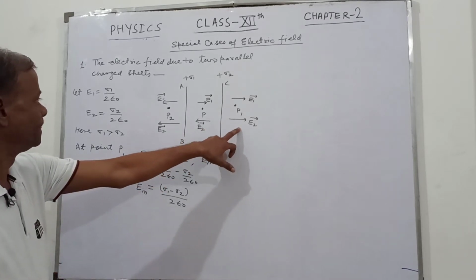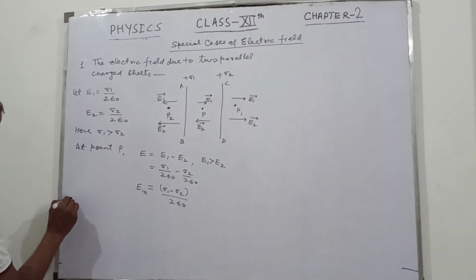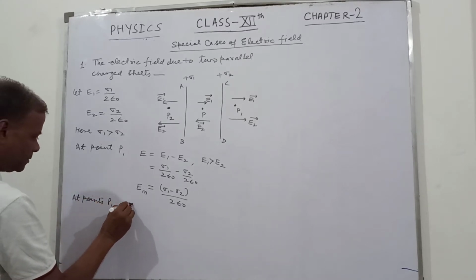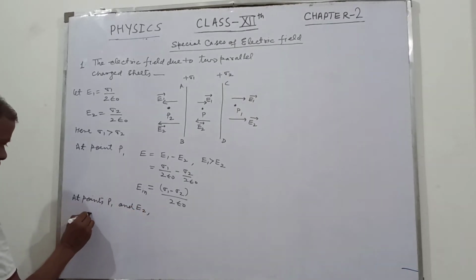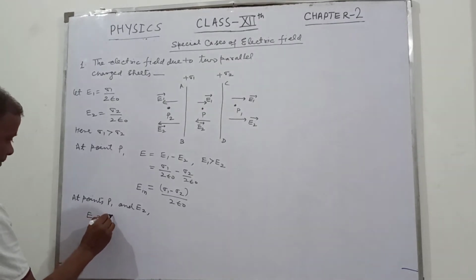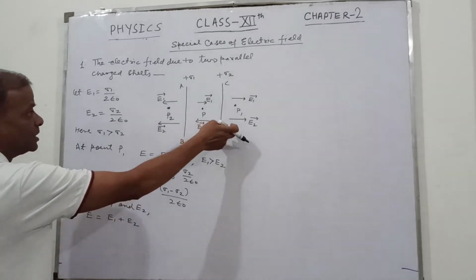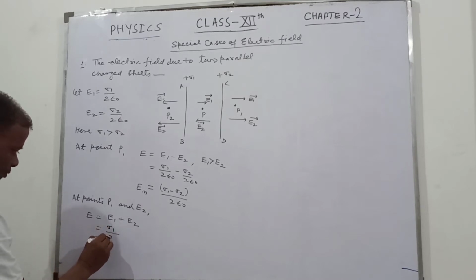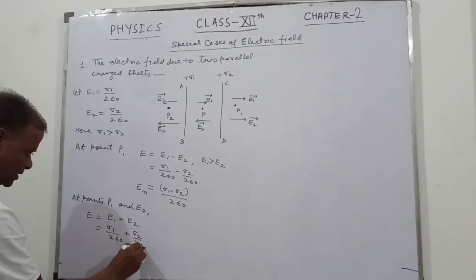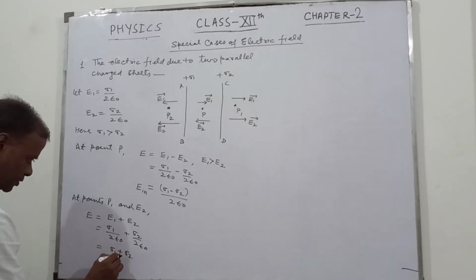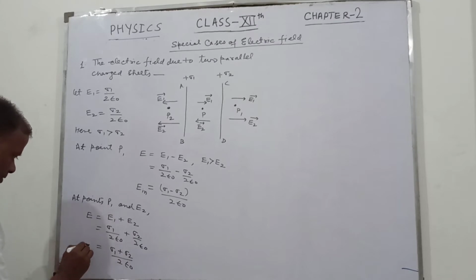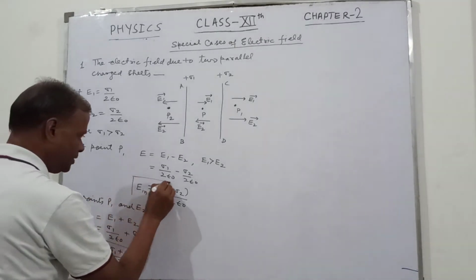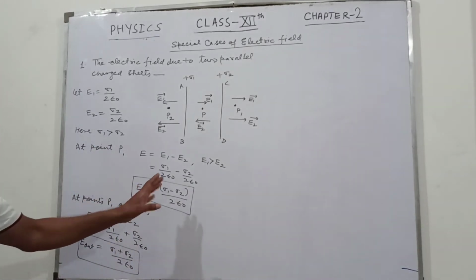And now at the points P1 and P2, the situation is similar. E is again E1 plus E2. Both are in the same direction, so we have to add these quantities. So we have sigma 1 upon 2 epsilon naught plus sigma 2 upon 2 epsilon naught, which is equal to sigma 1 plus sigma 2 upon 2 epsilon naught. This is E out, and this is E in. This is the general expression.